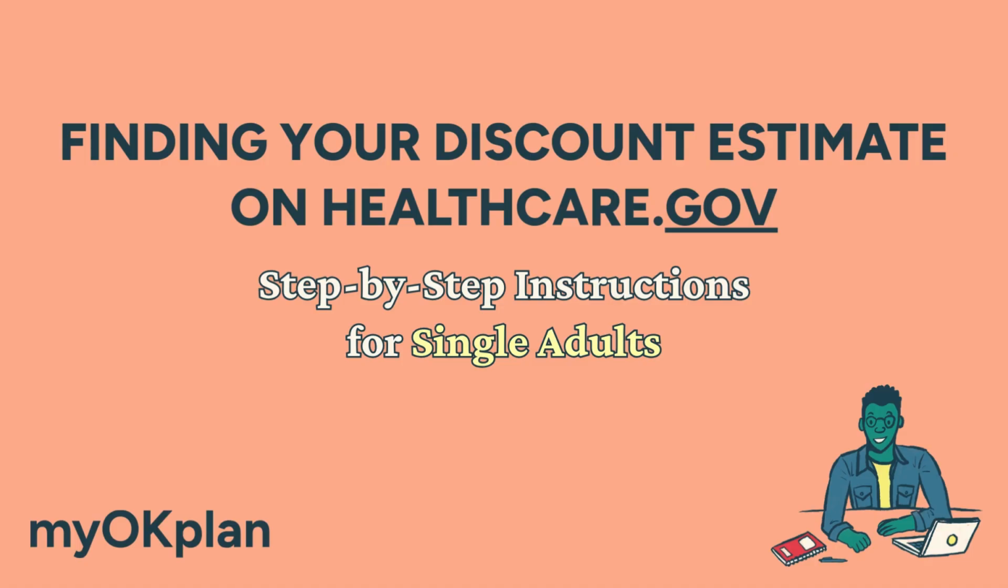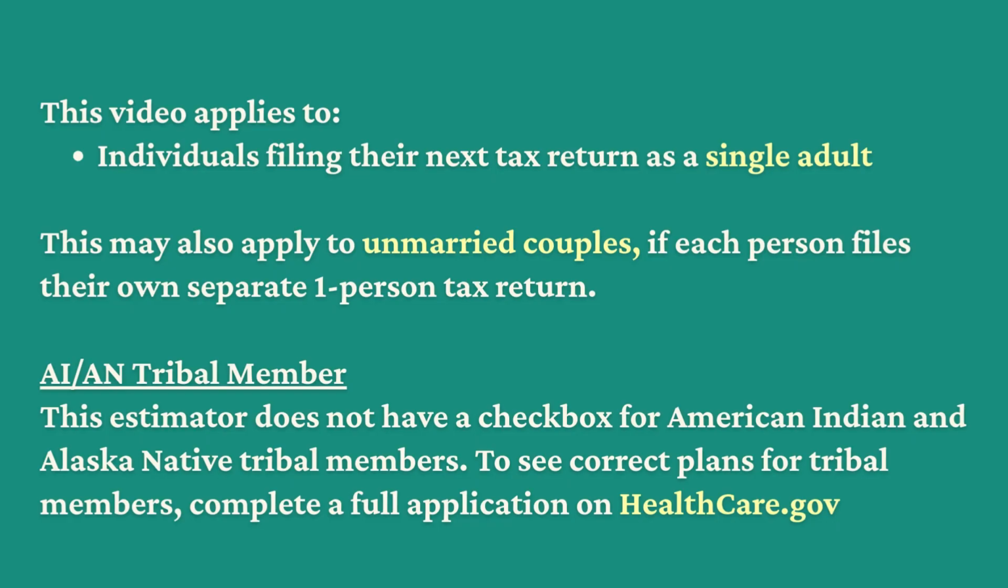The information in this video applies to individuals who will file their next tax return as a single adult. Please see our other videos for couples or for people with children at myokplan.org. This may also apply to unmarried couples. If each person files their own separate one-person tax return, this typically means two separate one-person marketplace applications. If you have children or you are married, please see our other videos on finding discount estimates for those situations.